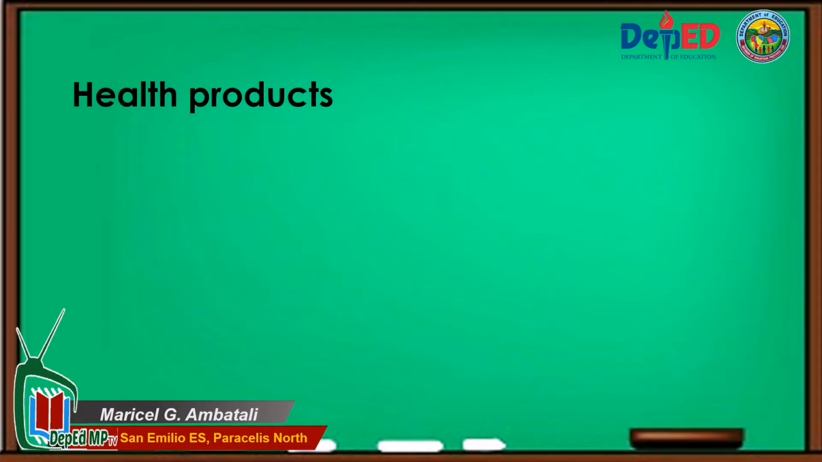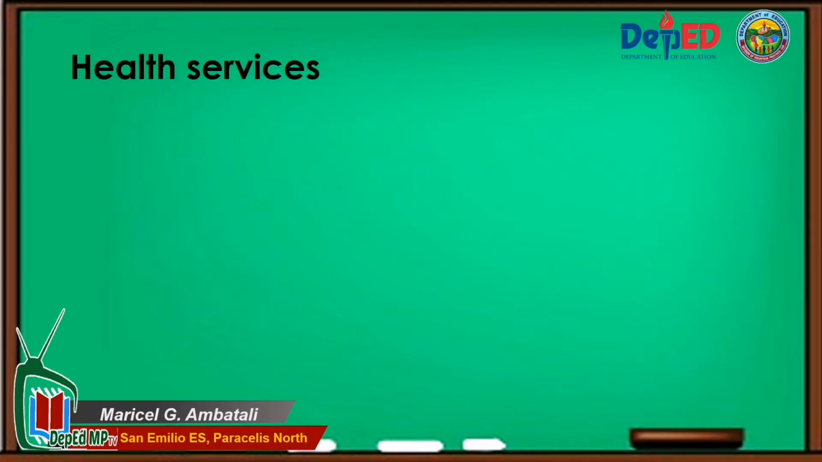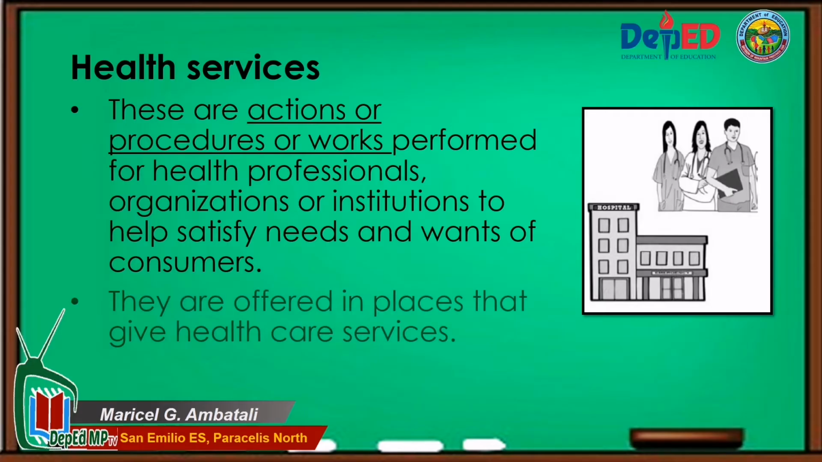Next, health products. These are substances, materials, or equipment prepared or manufactured for you to buy and use for the treatment of diseases. While health services, these are actions or procedures or works performed for health professionals, organizations, or institutions to help satisfy needs and wants of consumers. They are offered in places that give healthcare services.